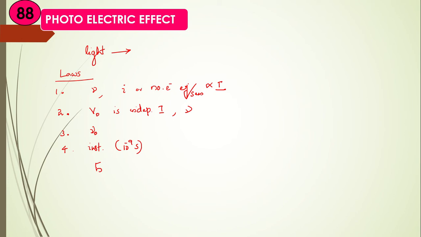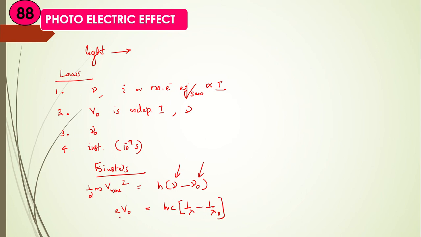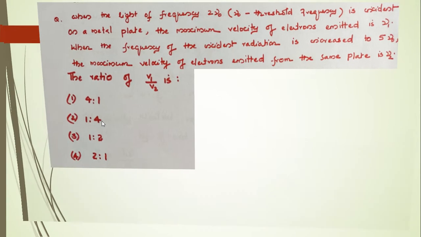Then the mathematical expression, Einstein's photoelectric relation: the kinetic energy of the photoelectrons we can write to be equal to h into (nu minus nu zero). So nu zero is the threshold frequency and nu is the frequency of the radiation with which it falls on the metal. In terms of stopping potential, we can write it equal to eV0, and in terms of wavelength also, we can say hc into (1 by lambda minus 1 by lambda 0). Very important concepts. So we can move on with one simple question.